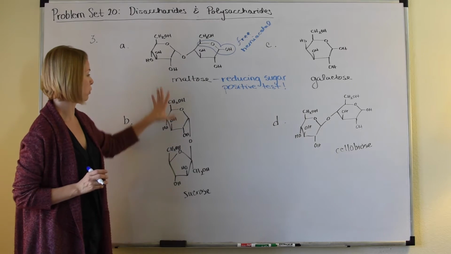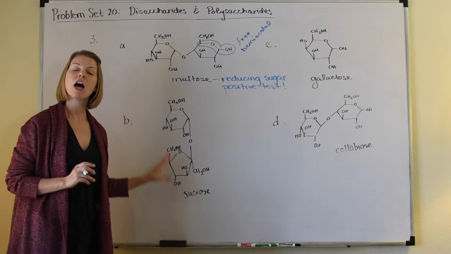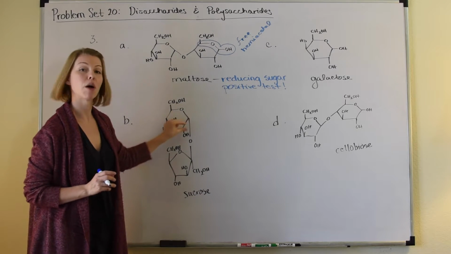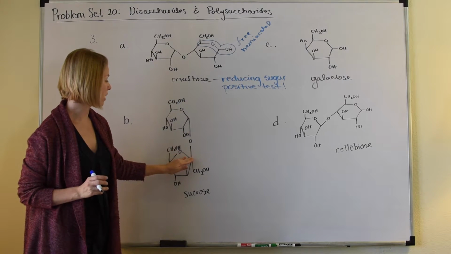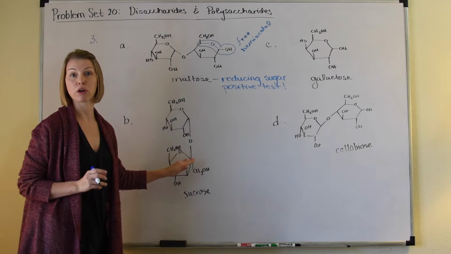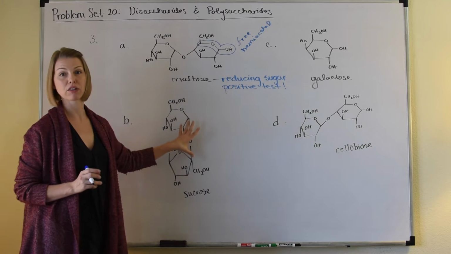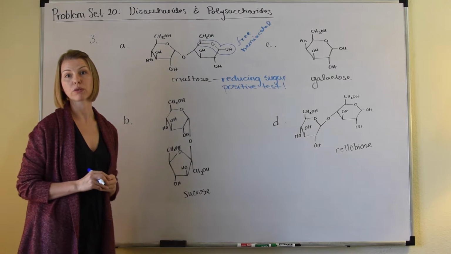All right, B, we have sucrose. Look at the structure of sucrose. There is no free hemiacetal. The reason is because the hemiacetal from the glucose reacted with the OH off of the hemiketal in fructose, producing this alpha 1 beta 2 glycosidic bond with no free hemiacetal for reaction.